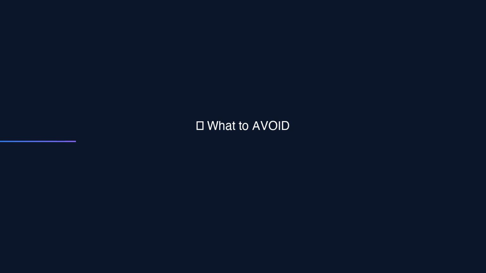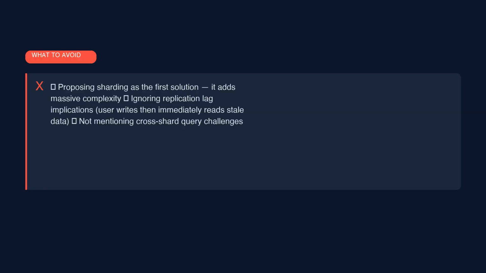Now what should you avoid saying? Never propose sharding as your first solution. It adds massive complexity. And don't ignore replication lag implications. If the system requires perfect consistency, like payments, async replication might be the wrong choice.